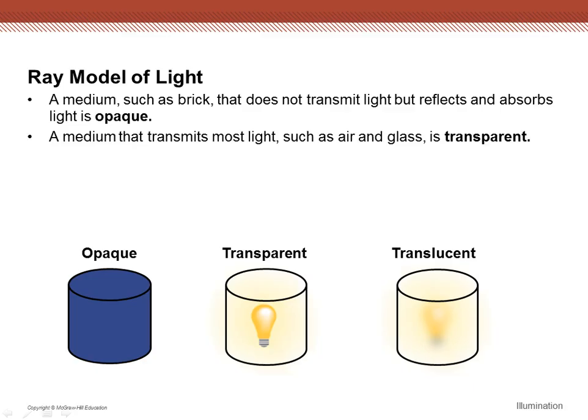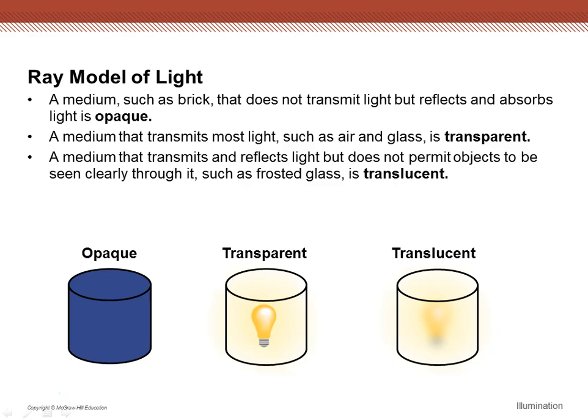A medium that transmits most light, such as air and glass, we call those transparent because a lot of the light is able to come through. And then the medium that's in between, that transmits and reflects light but does not permit objects to be seen clearly through them, such as frosted glass, we call those translucent.